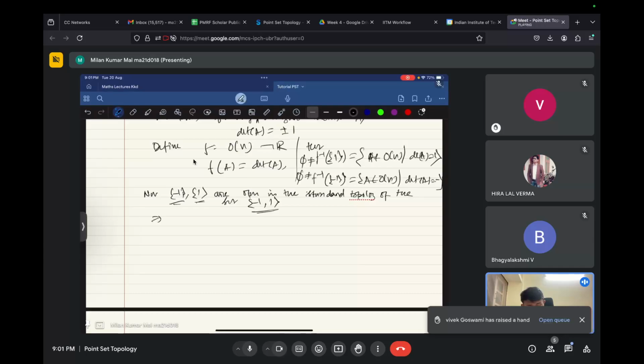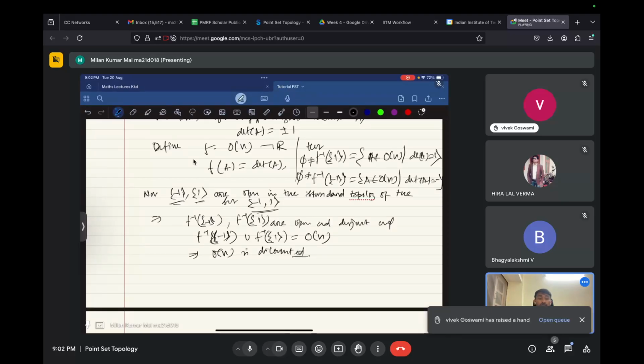So the inverse images, f inverse of {-1} and f inverse of {1}, are open and disjoint, and their union is basically the full set, which is equal to O(n). So O(n) is disconnected.